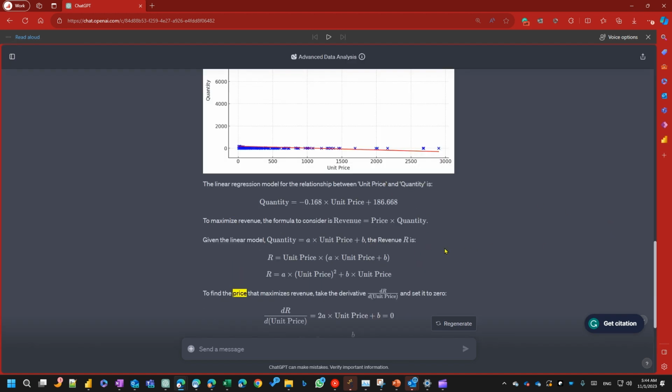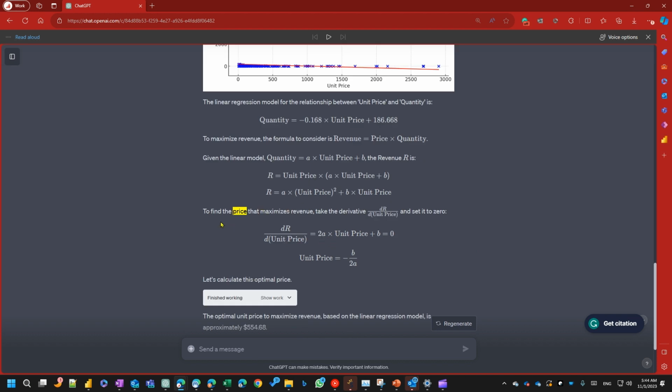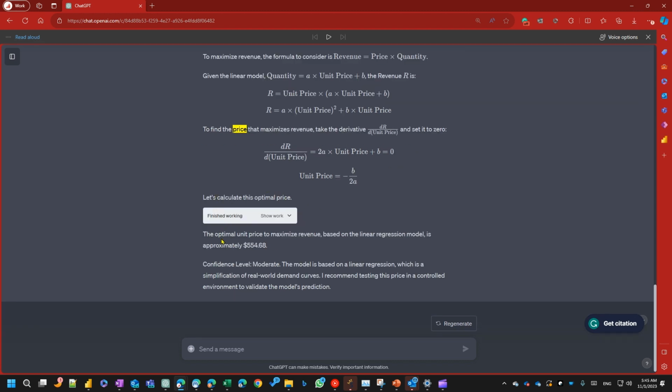I really don't understand all the mathematics behind elasticity models. As you can see, it's calculating a derivative, so it's calculating the differential of the revenue with respect to the unit price, how much the revenue is varying over the unit price. So it somehow solves this out and provides a unit price based on this formula. And let's calculate the optimal price. So in the end, the optimal unit price to maximize revenue based on the linear regression model is $554.